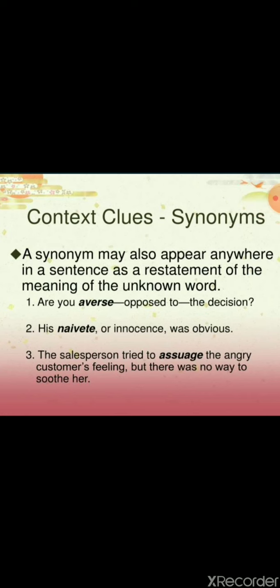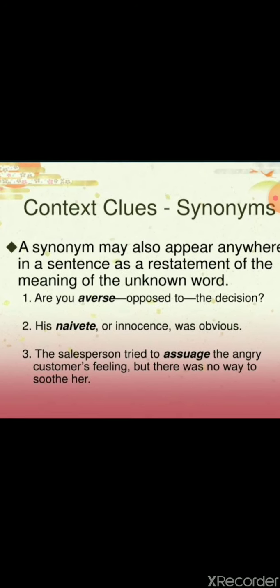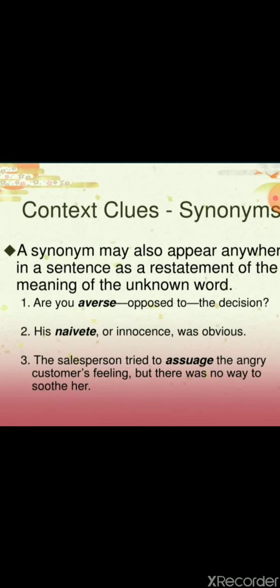A synonym may also appear anywhere in a sentence as a restatement of the meaning of the unknown word, when the author will give you the clue with some simple word. Look at that: are you averse? Opposed to the decision. Averse means against. His naivete or innocence; innocence was the meaning. The salesperson tried to assuage the angry customer's feelings. The same meaning; angry is the clue for you to use.